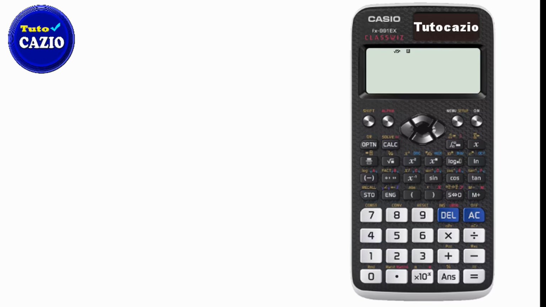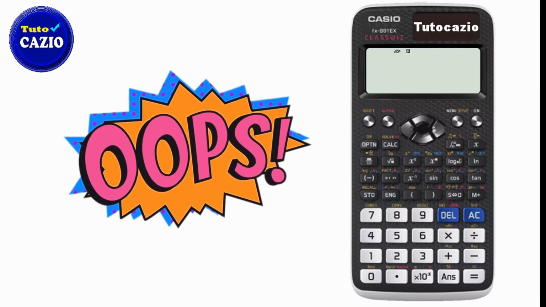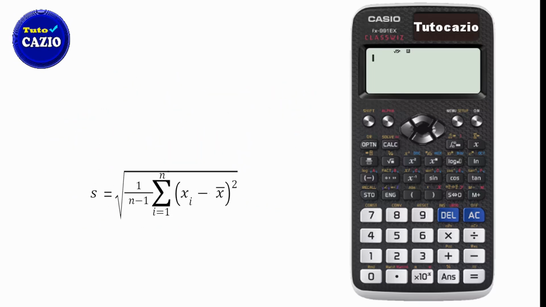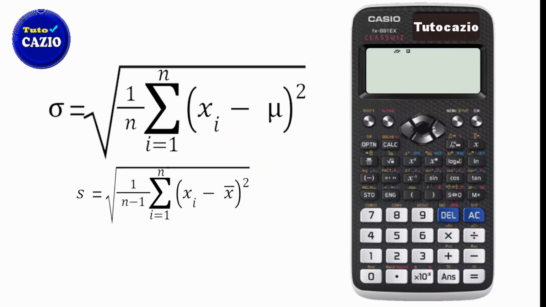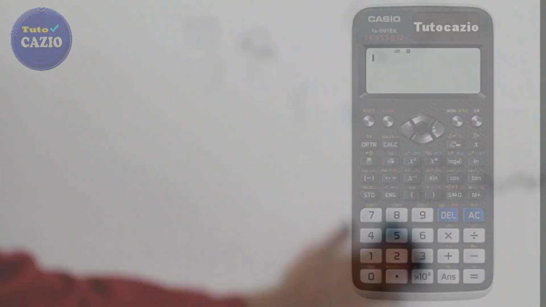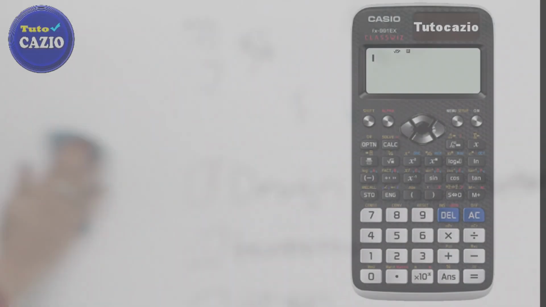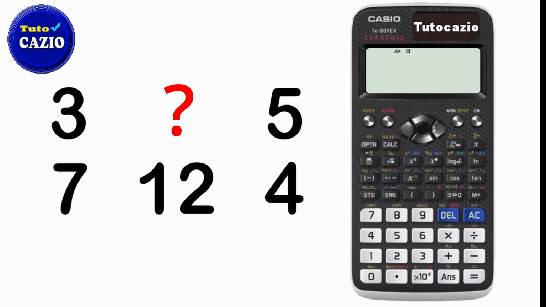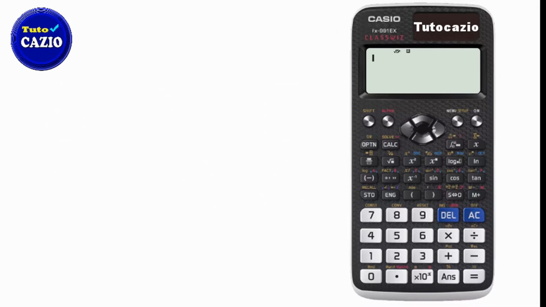But, answering the initial question, it's common to make the following mistakes. Selecting the population standard deviation when you need the sample standard deviation, or vice versa. Forgetting to clear previous records before entering new data. Skipping values or entering them in the wrong order. And have you made any other type of mistake?